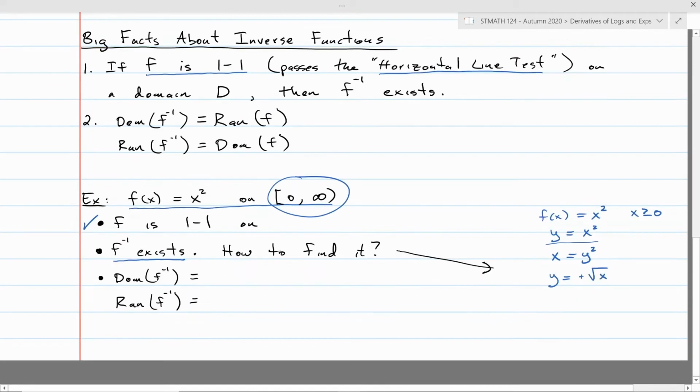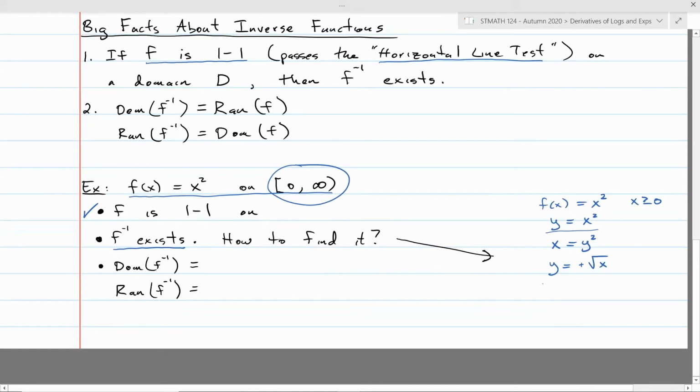But in any event, we get y is the positive square root of x, and we can see that that's the inverse function then. So f inverse of x is the square root of x. The key step of finding an inverse is being able to solve this equation after you exchange x and y. If you can solve that for y, then you can find your inverse.